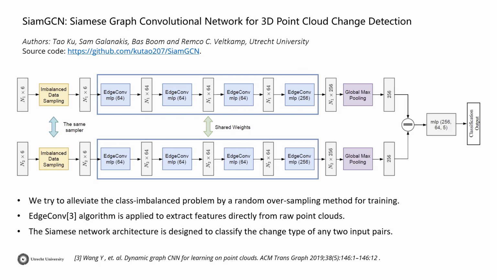The general idea is to randomly duplicate samples in the minority class to make sure that samples of each class have the same probability of being adopted in the training process.